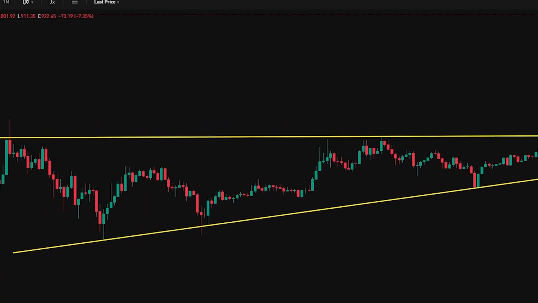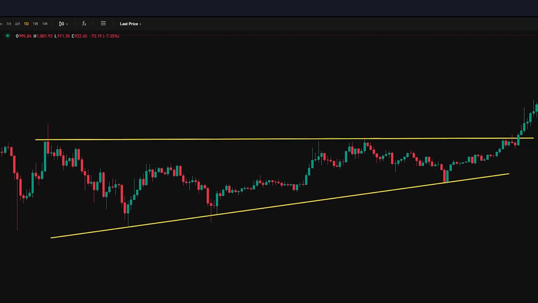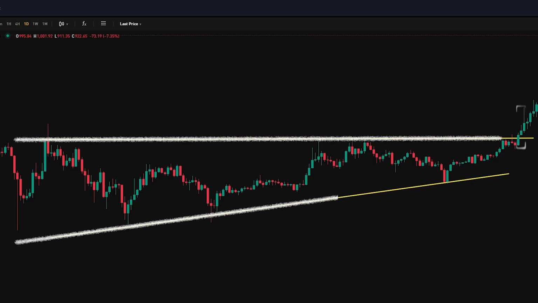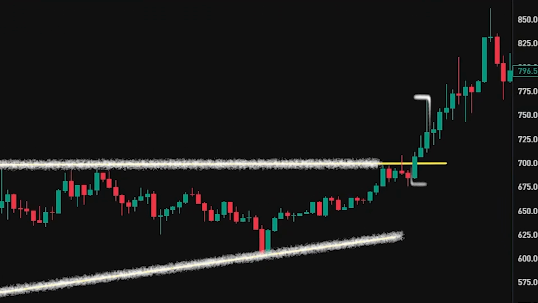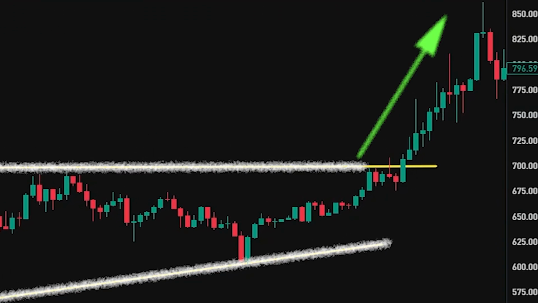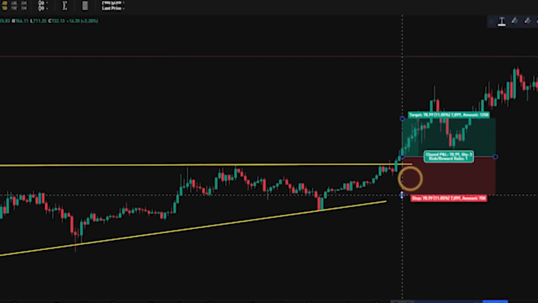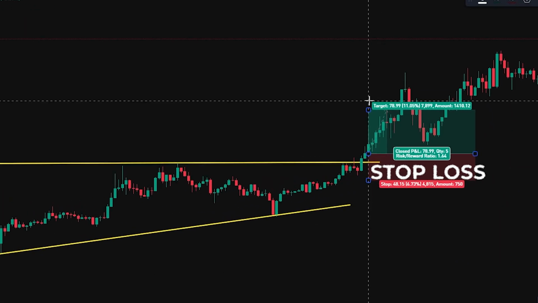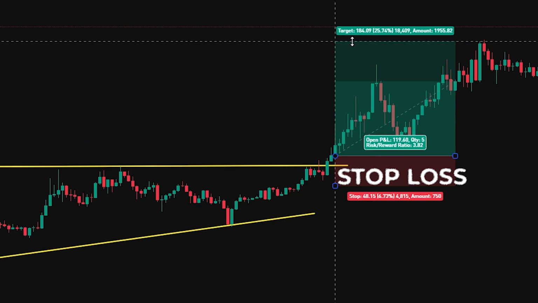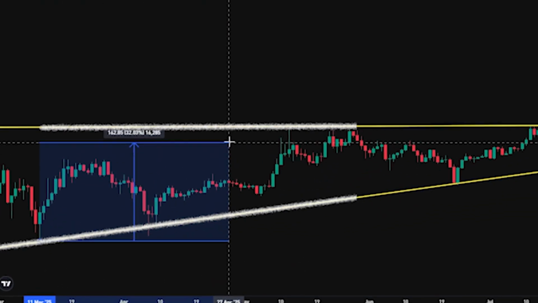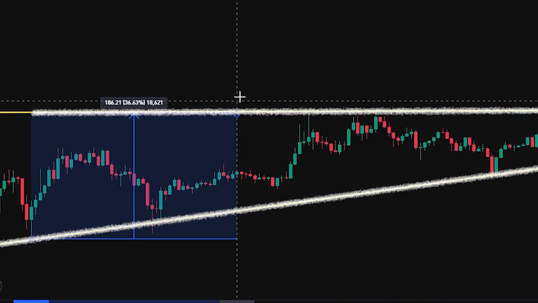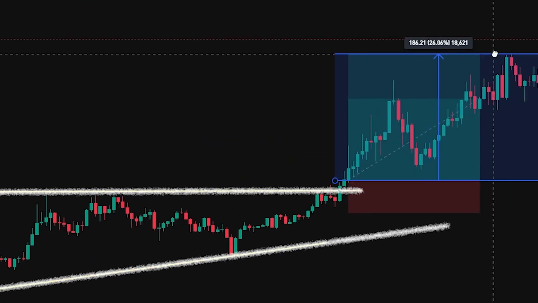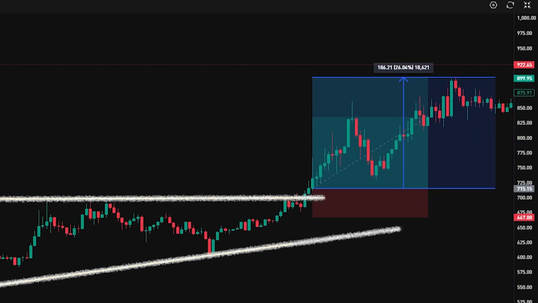Here's a simple algorithm and a real example of an ascending triangle. Draw the triangle. Wait for a breakout and confirmation by at least 2 candles. Enter after that, in the direction of the move. Stop loss behind the opposite side of the triangle. Take profit calculated by the height of the triangle. Yes, exactly like this. If the triangle is 186 points high, set your take profit 186 points from the breakout.